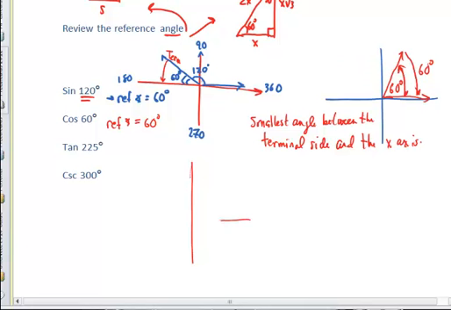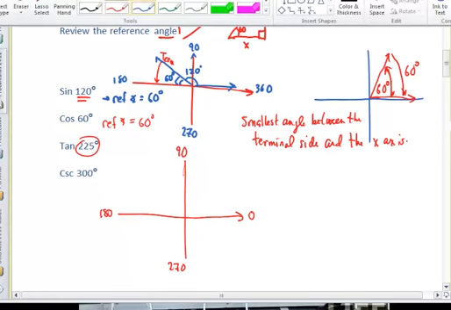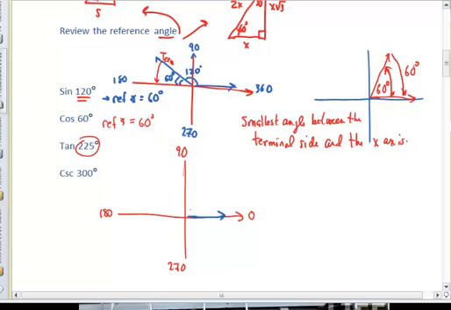So here we have our coordinate system: 0, 180, sorry, 90, 180, and 270. And I place where 225 degrees would be. So I'll draw my angle in standard position. Here's my initial side. The terminal side comes around. So this is 225 degrees. The reference angle is how much I have to go back to the nearest horizontal. So that would be a 45 degree reference angle.